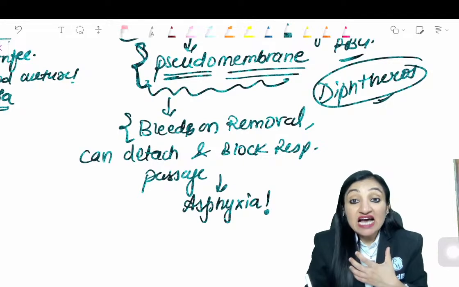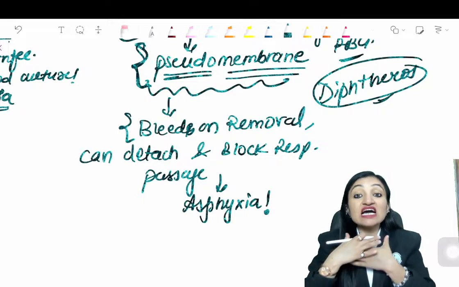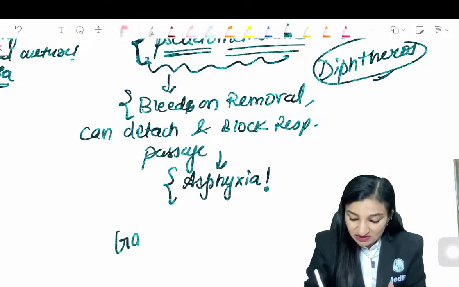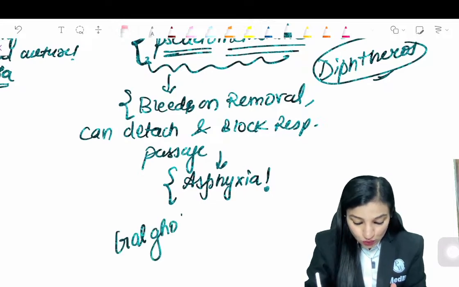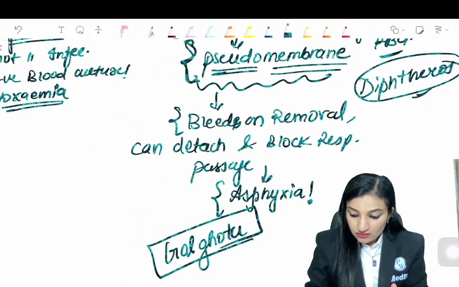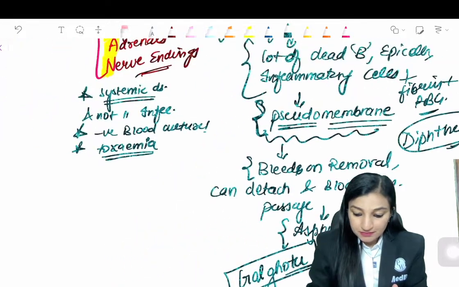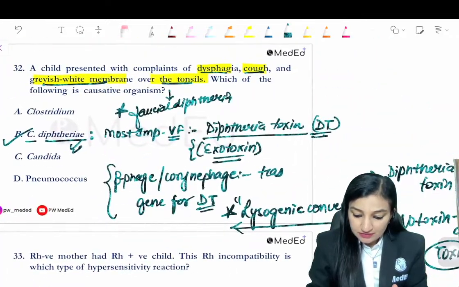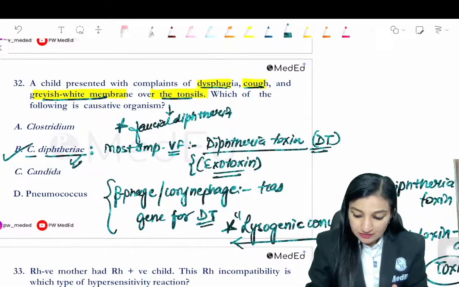That is why diphtheria in Hindi is known as what? It is known as gal ghotu. Asphyxia, I mean, in Hindi it is called gal ghotu. Let me just write it in English only. Gal ghotu. Is this clear? Is this clear, guys?